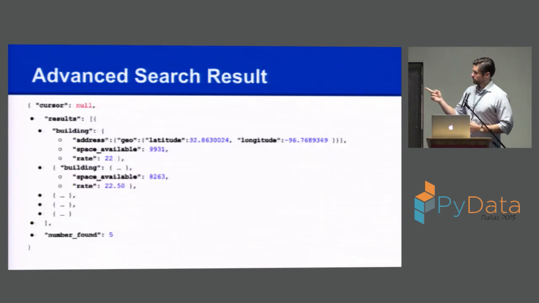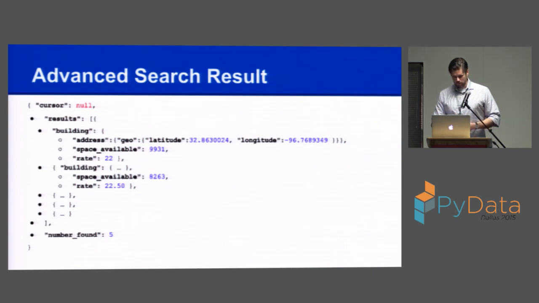Here are the results. You'll see that the very first line is cursor is null, and then the very last line, number found is 5. So there's no more pages. I got 5 results. I've elided the list, but you'll see that the first 2 entries, the space available is 9,931 square feet. The second one is 8,263. So you see the space available is decreasing as I asked for, and then the rate is increasing.